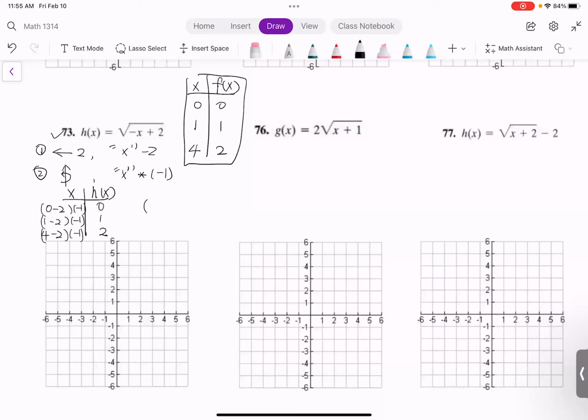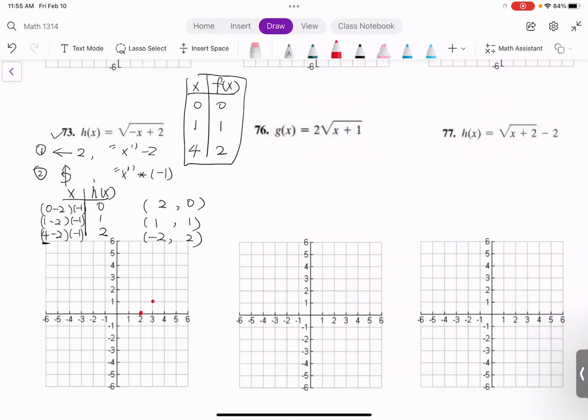Let's find the key points. 0 - 2 is -2. -2 times -1 is +2, so 2, 0. 1 - 2 is -1, -1 times -1 is +1, so 1, 1. 4 - 2 is 2. 2 times -1 is -2, so -2, 2. Let's plot the key points. 2, 0 is here.